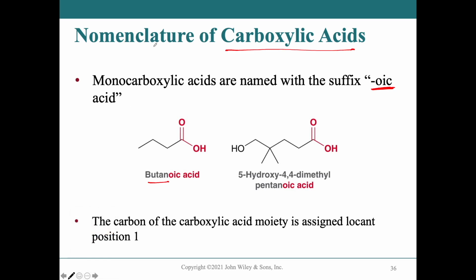There we go. So instead of butane, we have butanoic acid for carboxylic acids. And carboxylic acids, by the way, if you didn't already know, but you should know because of the previous lecture, is an R group attached to a carbonyl with the alcohol, right? So this part right here is called the carboxylic acid. And so you have that attached to some kind of alkane, like a butane. It becomes butanoic acid, right?